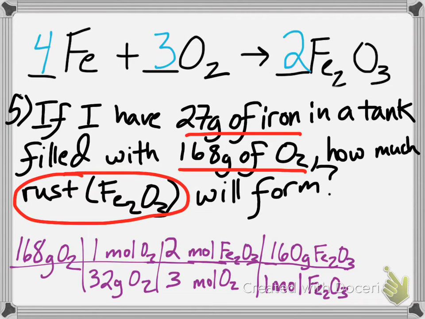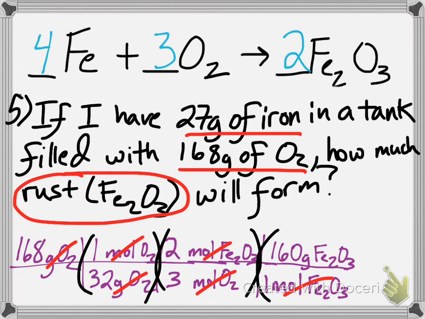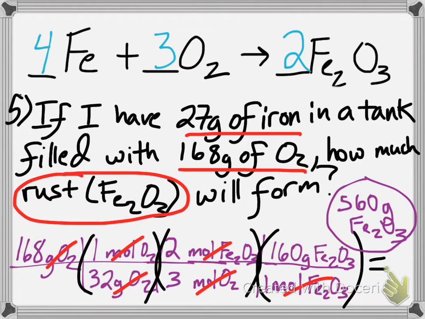Got rid of my moles, got to grams. I'm going to make sure all my units cancel, which they do. Put in my parentheses and solve. I get 560 grams of rust. So that's how much that much oxygen can produce of rust if it was only dependent on the oxygen.